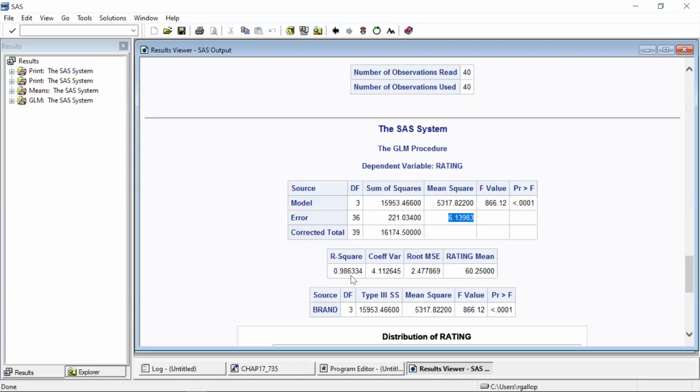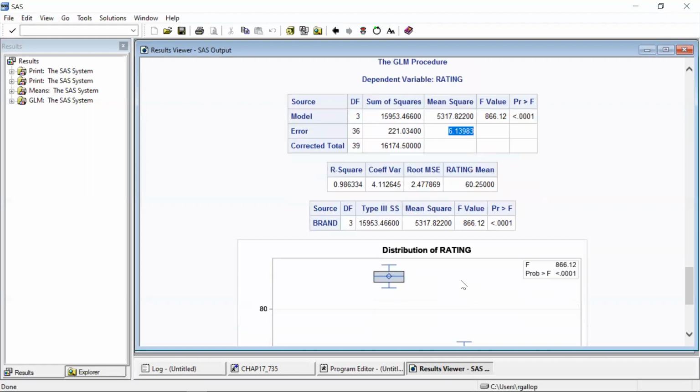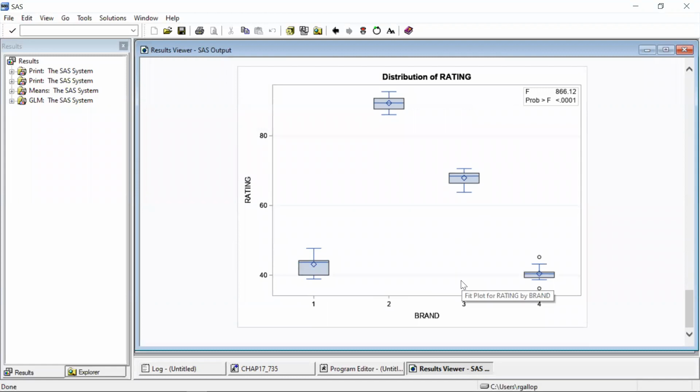Now, this is where you guys see textbook data and not real life data. The days I come across an R squared of 98.6 ain't that common. Ain't that common with real life data. But just keep that in mind. Again, the coefficient of variation ends up being the root MSE over the rating mean, the brand mean. Again, SAS is going to produce this little box and whisker plot. So visually, we could see, wow, brand 2 does appear to be statistically superior to the other 3 brands.